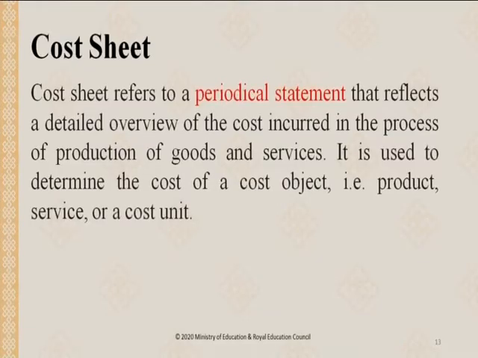Cost sheet refers to the periodical statement that reflects a detailed overview of the costs incurred in the process of production of goods and services. It is used to determine the cost of an object, that is a product, service, or cost per unit. That is what we have to at least get about the cost sheet, and you have to know the purpose of preparing the cost sheet also. Down the line I have also mentioned the purpose of preparing the cost sheet. Just to remind you, the cost sheet reveals the total cost and cost per unit. It helps us compare the current cost with the previous cost. It also helps us to know the breakup of total cost into the different elements of cost, and it also helps us in the fixation of selling price.